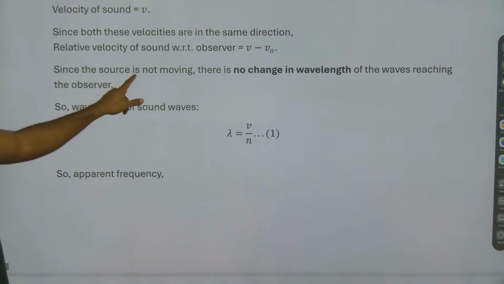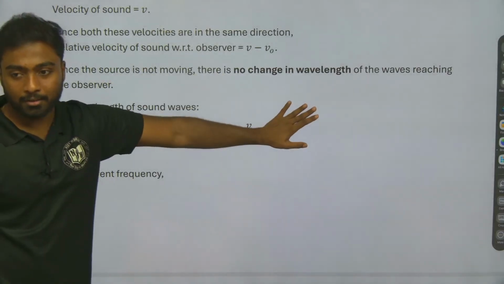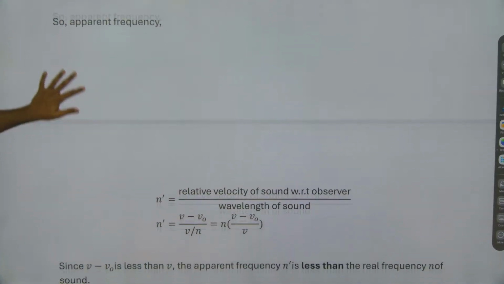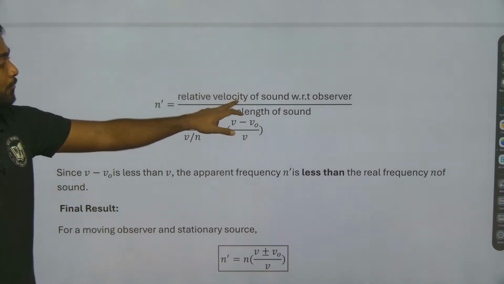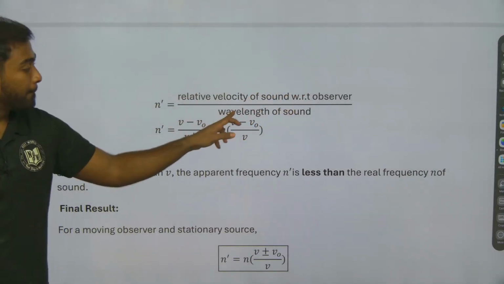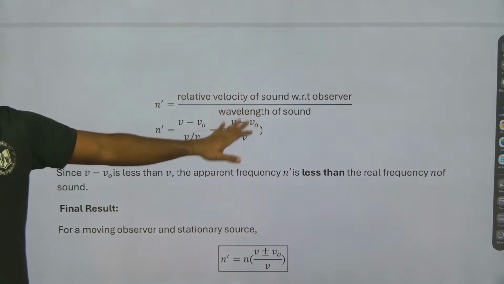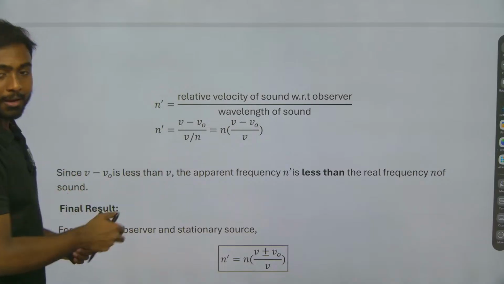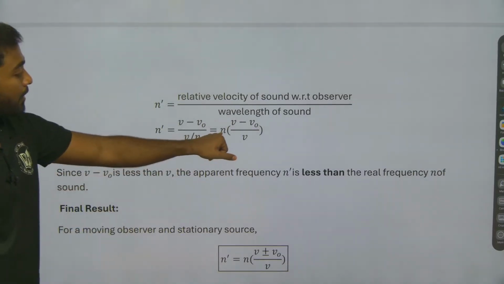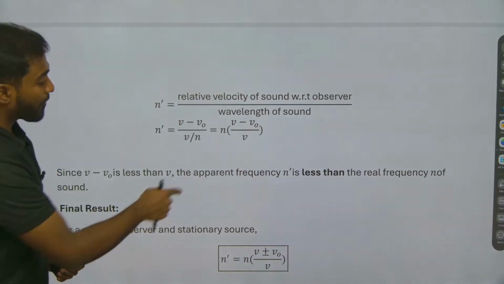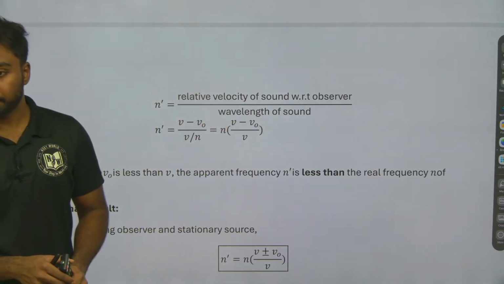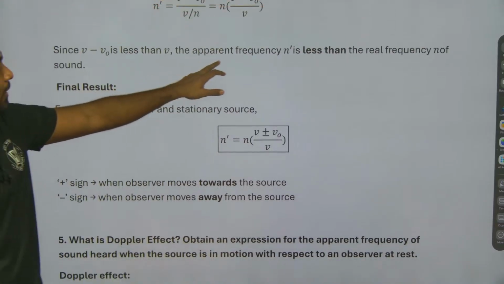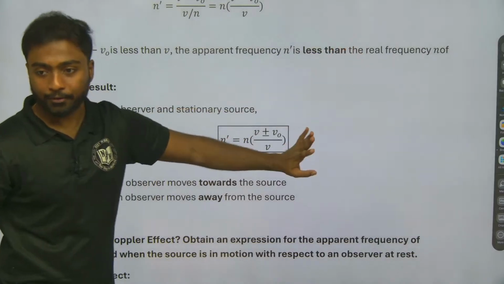Now, since the source is not moving, there is no change in wavelength. So lambda equals V by N. The apparent frequency N dash equals the relative velocity of sound with respect to the observer divided by the wavelength of sound. The relative velocity is V minus V naught, divided by V by N. So N dash is N into V minus V naught by V. Obviously V minus V naught is less than V, so the apparent frequency N dash is less than the real frequency.